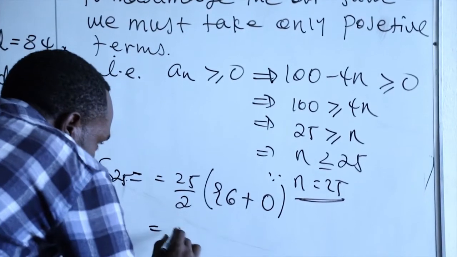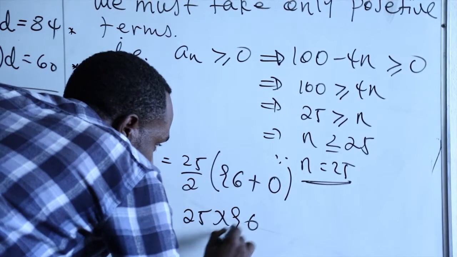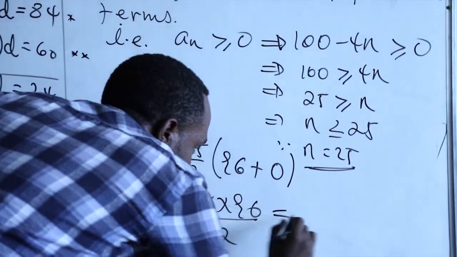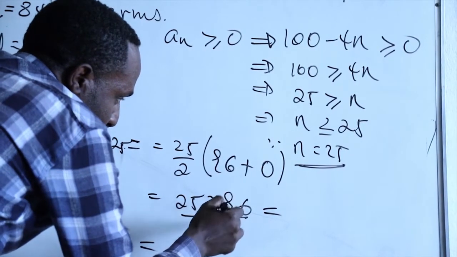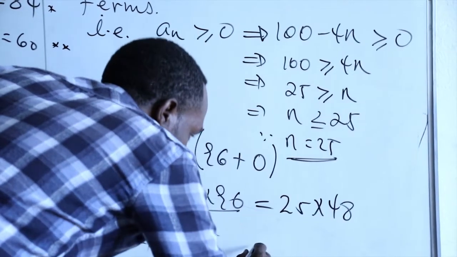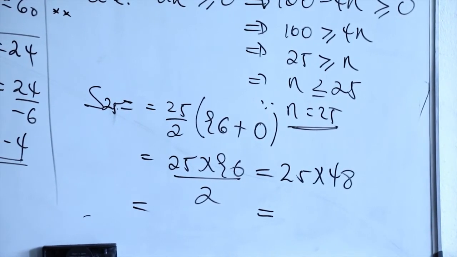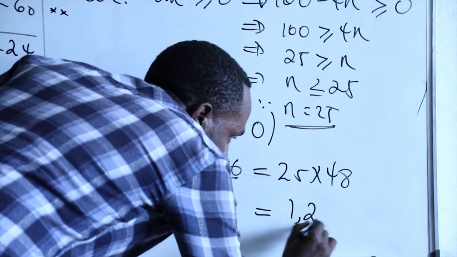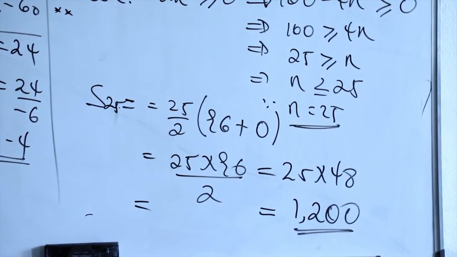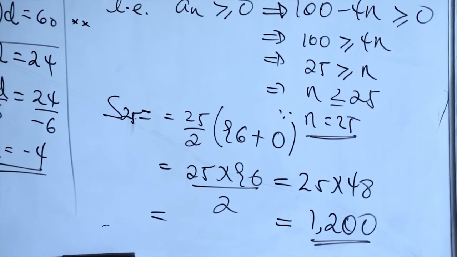So our result is equal to 25 times 96 over 2. When you simplify here by 2, 96 over 2 is equal to 48, which is equal to 25 times 48. So your final result, when you multiply 25 times 48, is 1,200. So our maximum sum becomes 1,200.